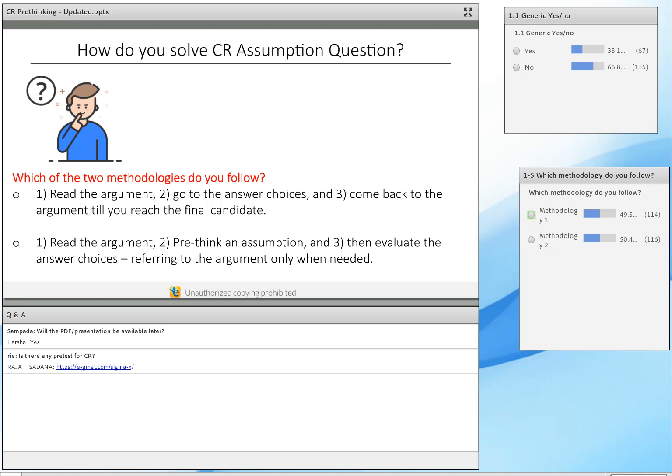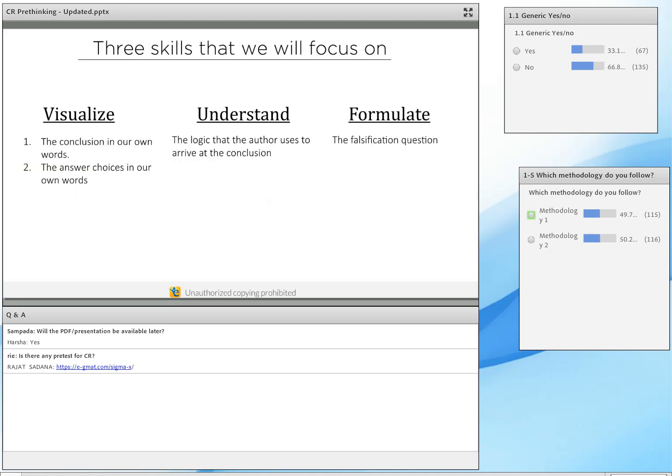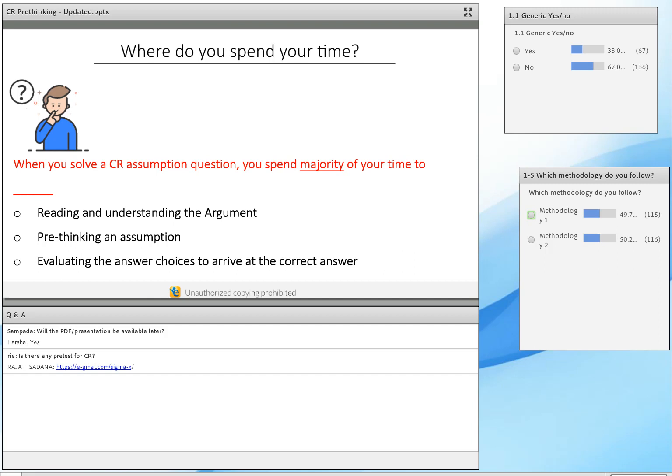Now, if you use methodology two, the pre-thinking approach, the next question is where you spend a good chunk of your time. I'm not going to ask this question, I'm going to tell you. This is a contrast for people who use methodology one, where you do the back and forth. If you use methodology two, about 40% of your time is spent reading and comprehending the argument. Why? Because if you spend a good chunk of the time reading and comprehending the argument, you don't need to spend as much time evaluating the answer choices. You can reject the answer choices without going back to the argument.